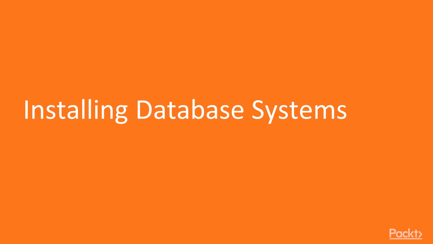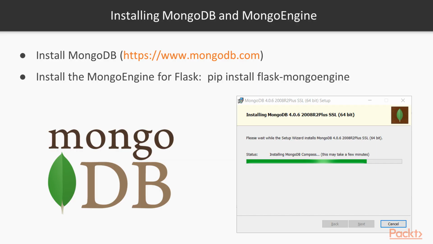Install the Mongo database system. So we need to go into the mongodb.com website to install the MongoDB into your system. After that, then we're going to install the engine, the Mongo engine for Flask. And we do that using the pip install. So let's go into the website and install that DB.